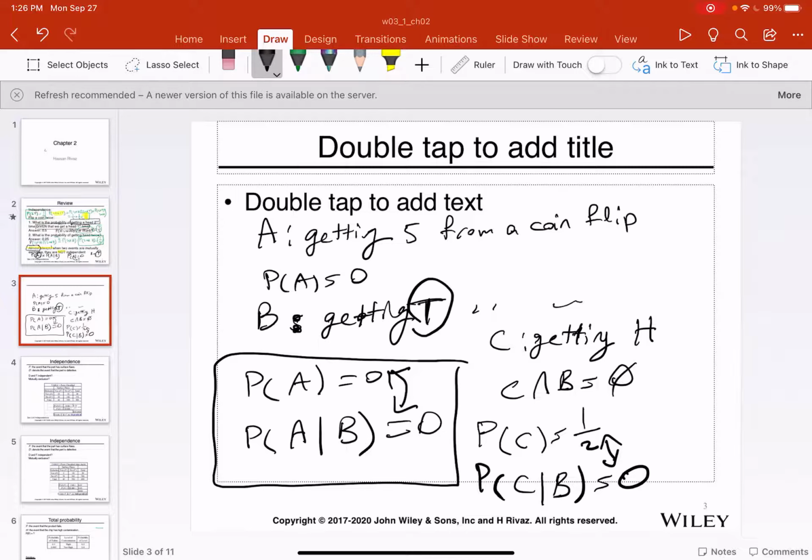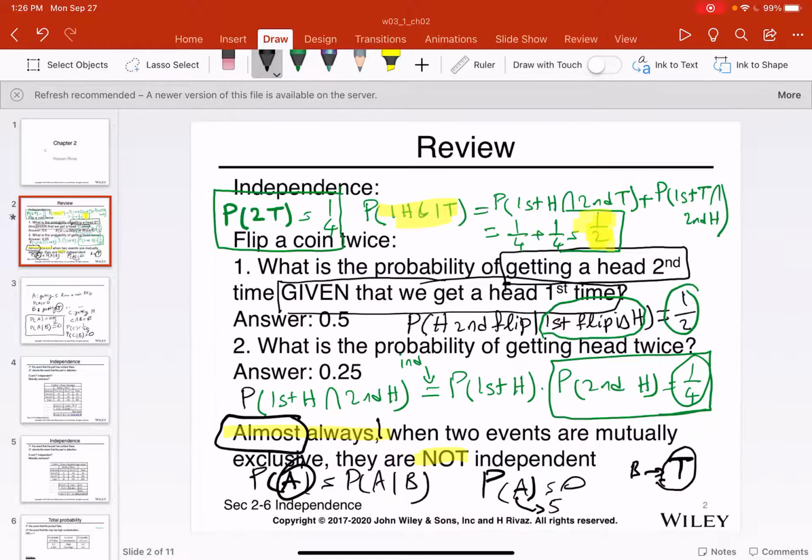Okay, so what's the difference? I have got a head, so it will not affect the second one. No, this is a different example. So here I'm flipping one coin. Don't mix the question. So here there's only one coin. In the previous case, there were 2 coins.